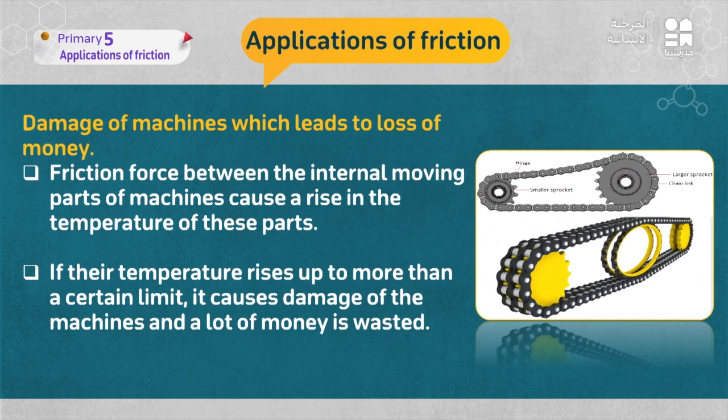طيب ايه اللي هيحصل؟ if their temperature rises up to more than a certain limit، لو زادت أكتر more than a certain limit، أكتر من limit معين يقدر الماشين تستحمله، زادت أكتر من الليميت ده، it causes damage of the machines. هيحصل ايه؟ الماشين هتتدمر، هتبوظ خلاص. يبقى تاني it causes damage of the machines and a lot of money is wasted. وفي فلوس كتيرة هيحصل لها ايه؟ wasted، لأن طبعا هنحتاج a lot of money عشان نقدر نعمل لها repair أو نجيب new machine، فبالتالي a lot of money is wasted.